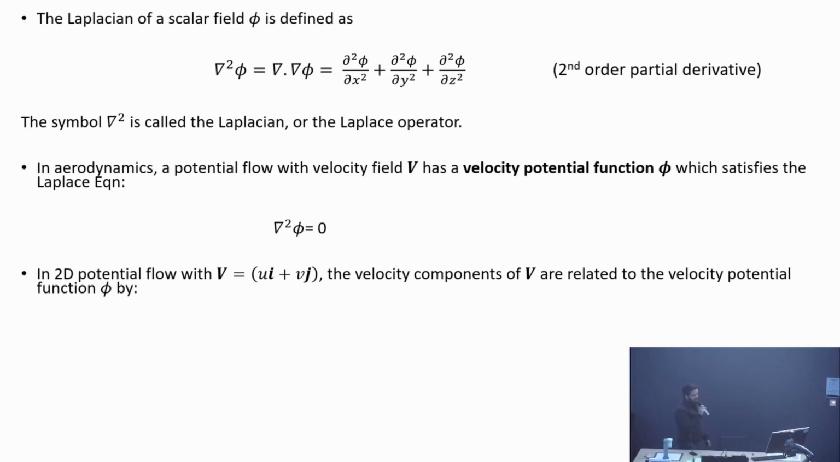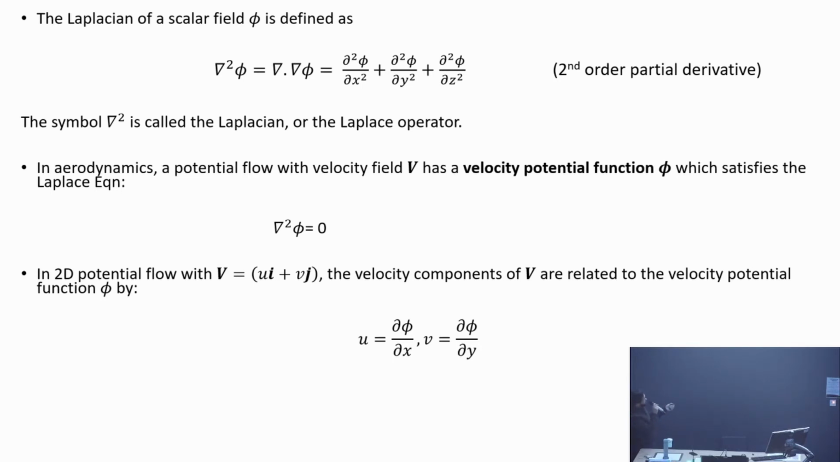Okay, so the x component of the velocity vector, u, is just the partial derivative of this potential function phi in the direction x. And the component v of the velocity is just the partial derivative of phi with respect to y. So any function which satisfies the Laplace equation, del squared phi equal to 0, is said to be harmonic.